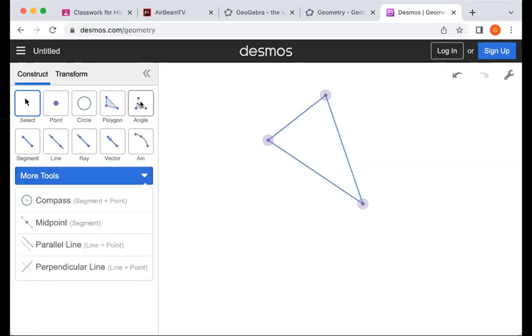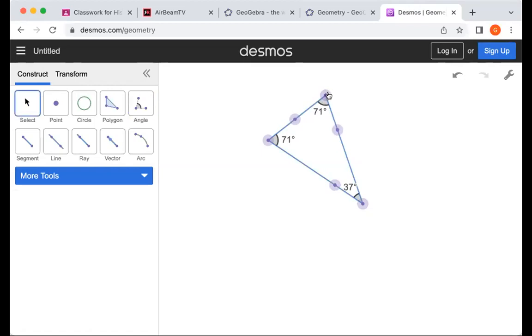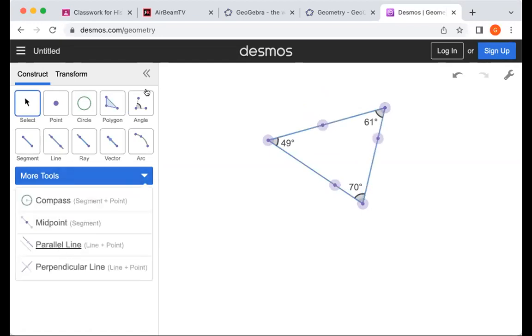Angle. Choose a point. Oh, cool. Choose a point on a leg. Choose a vertex. Choose a point on the other leg. You go back to select. Wow. You can drag the stuff around. Strange though, it doesn't seem to have a really good way of adding the three numbers together to demonstrate that it works.